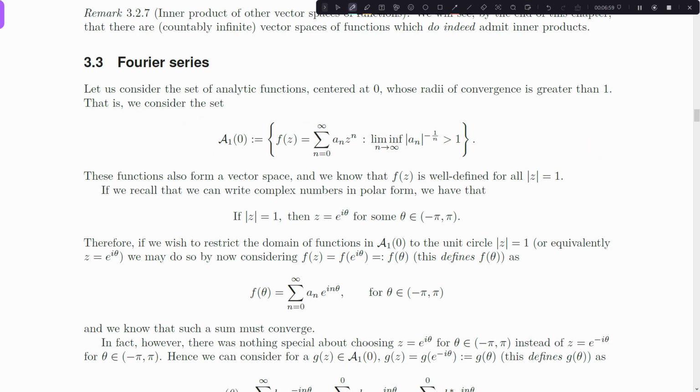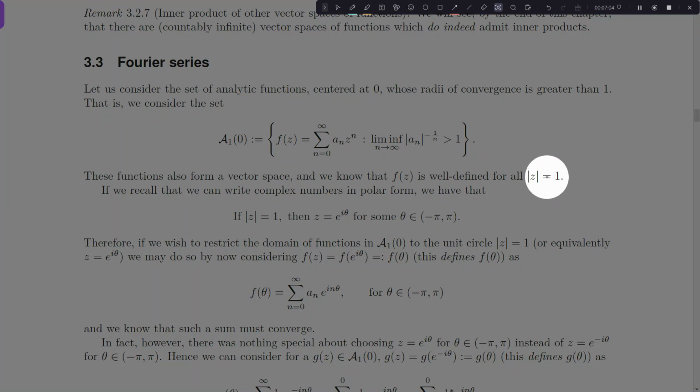If I jump back to the book and I say I'm going to restrict myself here to the magnitude of z equals 1, then in fact z is actually e to the i theta for some theta in here. I should probably close the bracket, but we'll see why I leave it open later.